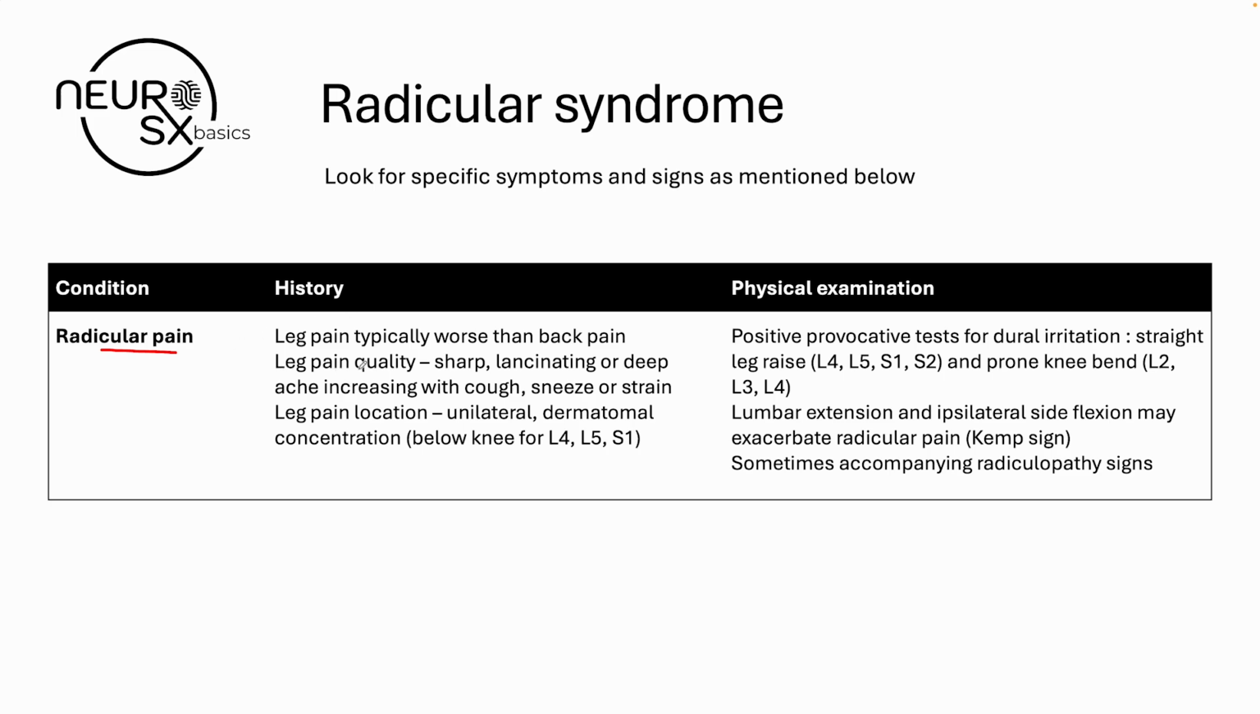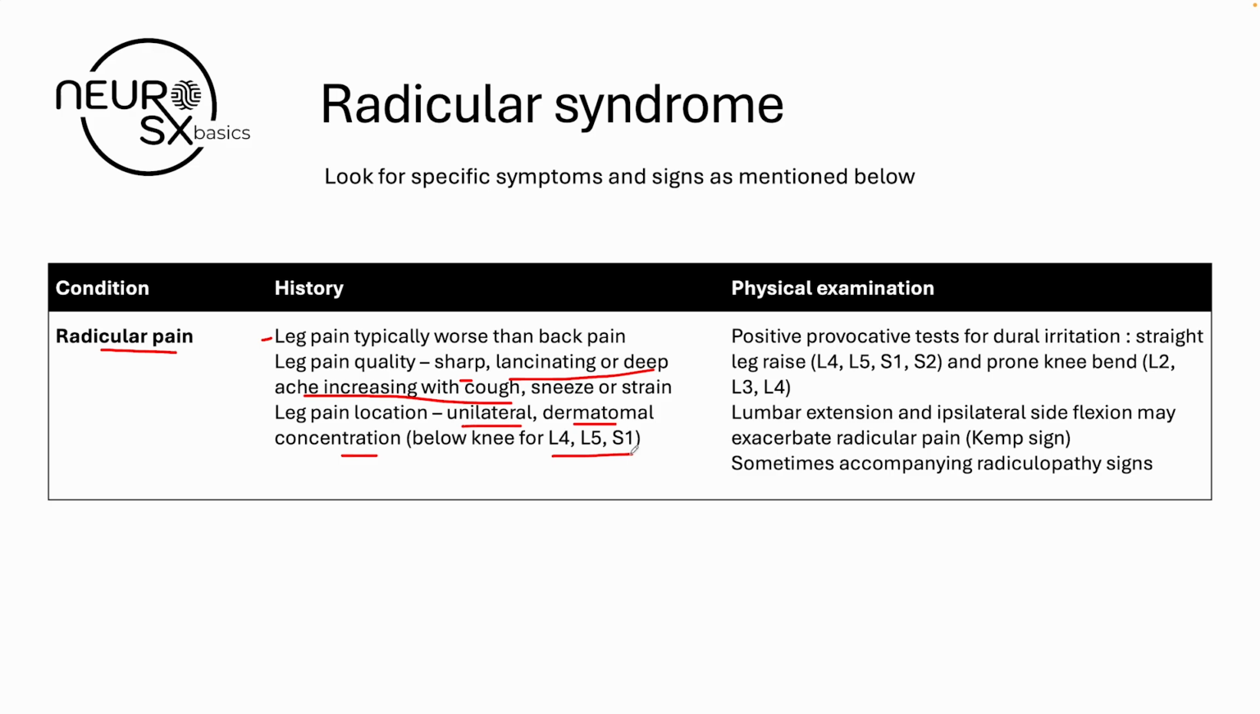Now, when it is radicular pain, you'll find that the leg pain is typically worse than the back pain. And the leg pain is of typical radicular pain type. It is sharp, it is lancinating, or it is a deep ache, which will worsen when the patient coughs because of an increase in the intradiscal pressure, or when the patient sneezes, or any sort of straining which increases the pressure. The usual location of leg pain would be unilateral, and it would follow a particular dermatome, and it would extend below the knee when the root involved is L4, L5, or S1.